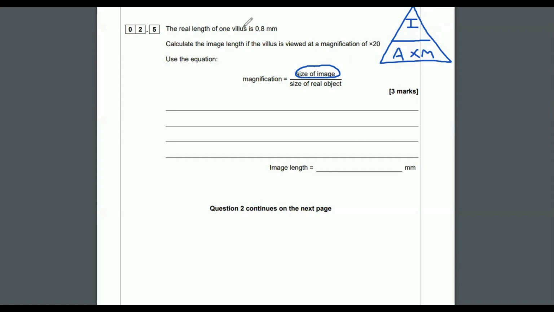So if I know the real length is 0.8, that's down there, and I know the magnification is 20. So if I want to find the image size, I do 0.8 times 20. So we're going to go 0.8 times 20, and that's going to give you 16. So the answer is 16 millimeters, and that'll pick you up 3 marks.